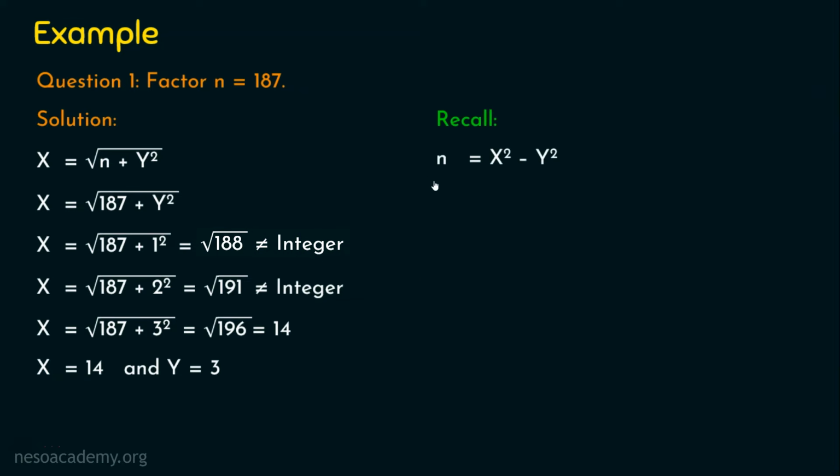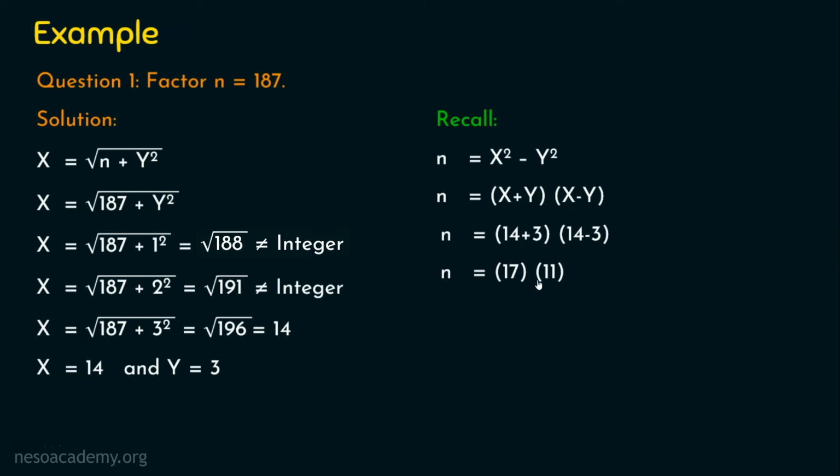What is that? N is equal to x square minus y square. How can we rewrite this x square minus y square? It is x plus y into x minus y, right? So we know what is the value of x here and what is the value of y here. So just place this value in this equation. We get n is equal to 14 plus 3 into 14 minus 3. So 14 plus 3 is 17. 14 minus 3 is 11.